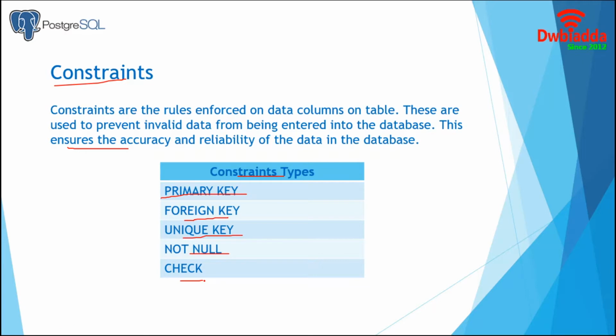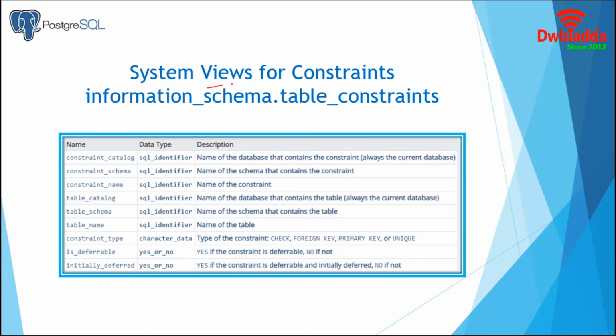Now we are moving to the next section. We have two views for displaying the information of constraints. First one is information_schema.table_constraints. It contains constraints belonging to tables that the current user owns. This view has total 9 columns, which holds the information about database, schema, table, constraint name, and the type. The available types of constraint are check, foreign key, primary key, and unique.